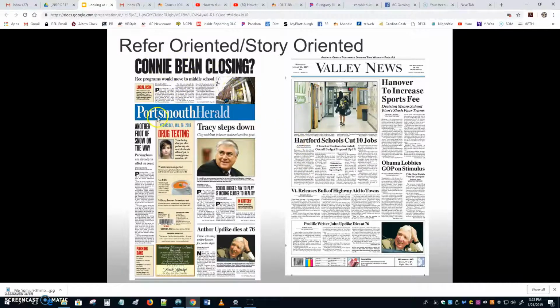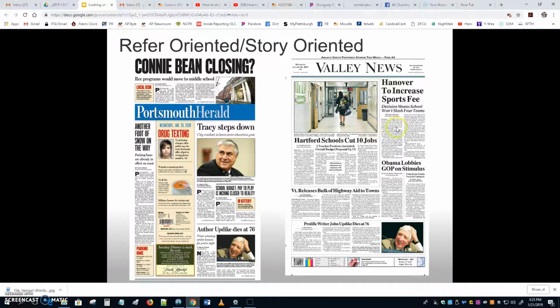So in this case, these are both New Hampshire papers. So we've got one story, another story, another story, another story, another story, another story. All these little bits and pieces all over the place. We call these all points of entry, ways to get into the story. But there's not much of any full story, no full story at all on the page.